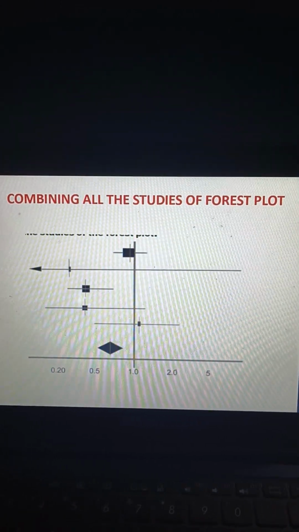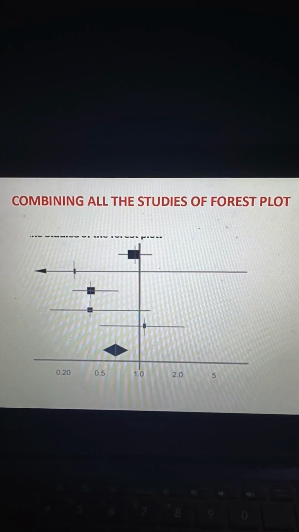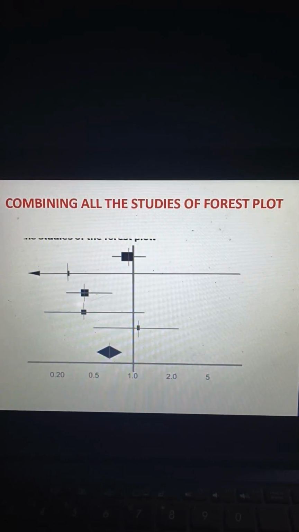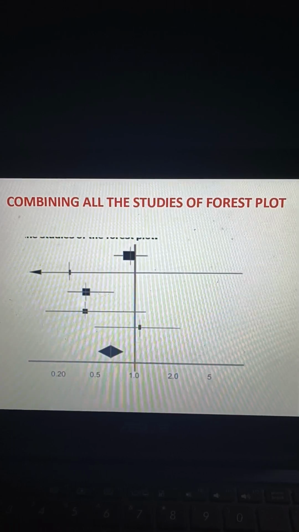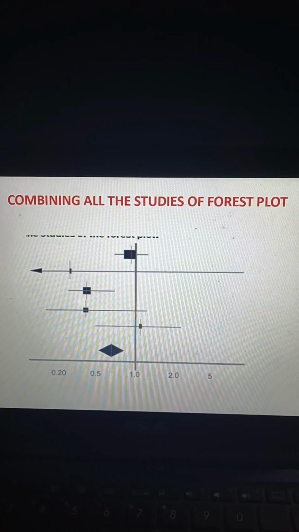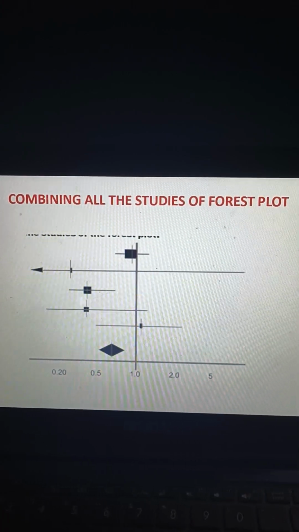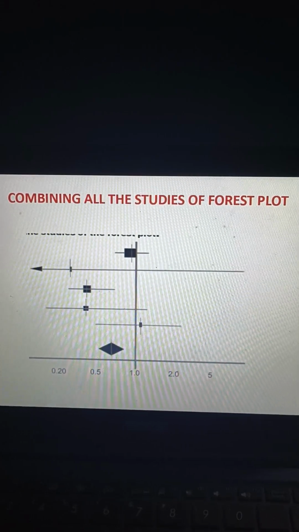This is another diagram showing the combining of all the studies of a forest plot. There are different studies, and the combined result of all the studies is given by the diamond here. We will learn about these diamonds in further slides.